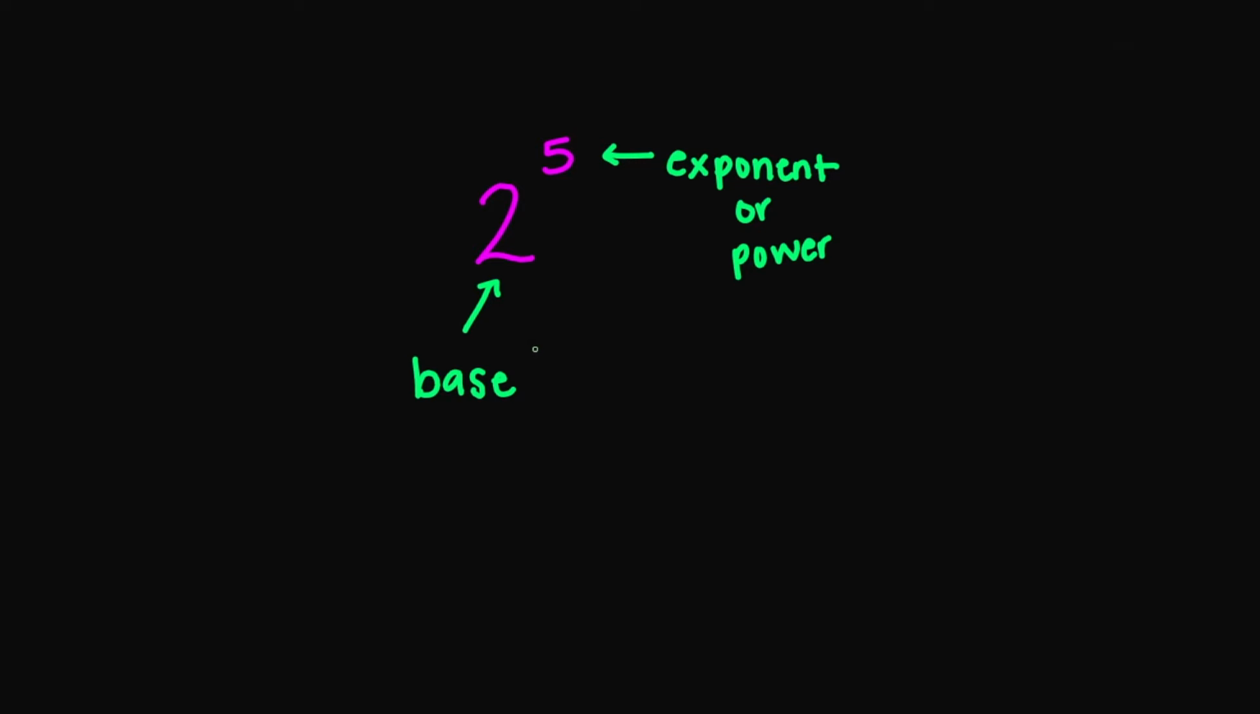So in this example, since we have 2 to the 5th power, this pretty much means we have 2 times 2 times 2 times 2 times 2. 2 times 2 is 4. 4 times 2 is 8. 8 times 2 is 16, and then 16 times 2 is 32. So 2 to the 5th power equals 32.